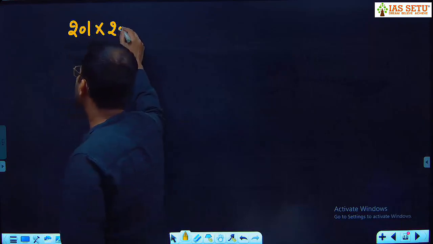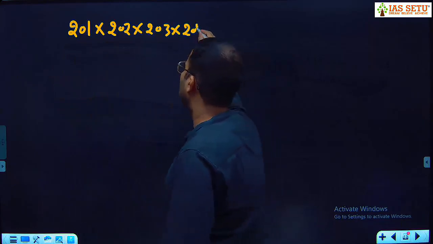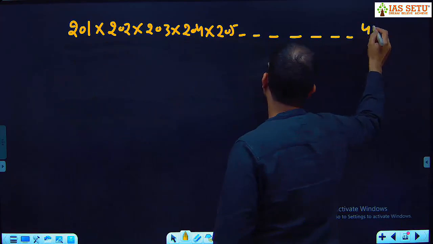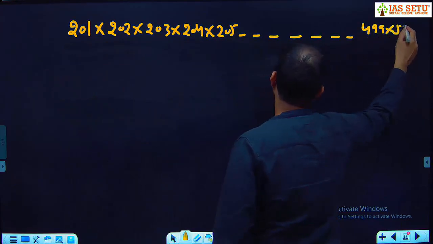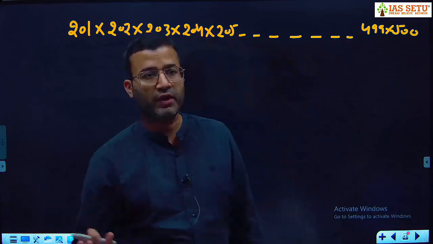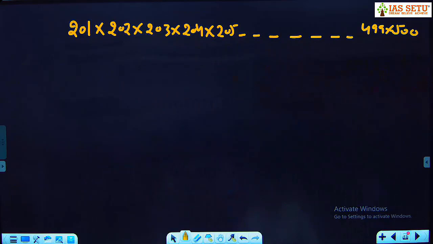201 into 202 into 203 into 204 into 205 up to 500. We don't have the complete factorial value. We have 201 to 500. Apply your mind. Just check how many 0s will be there at the end of this multiplication.